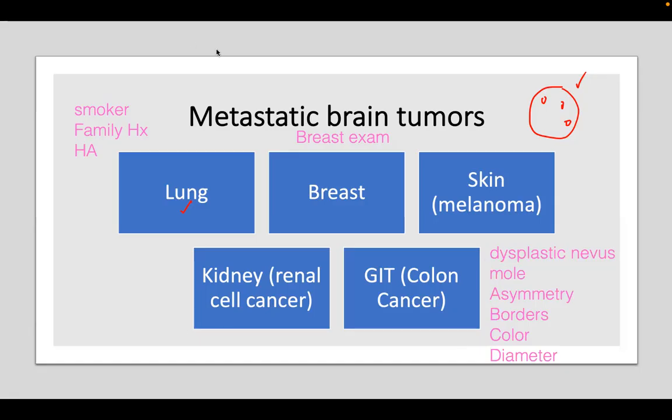Then, of course, for renal cell CA, what we ask for in the history is the triad of renal cell CA. You're going to ask for the painless hematuria, the flank pain, and an abdominal mass. For the colon CA, you would have to ask in the history for bowel changes, weight loss. So you might ask for hematochezia, melena.